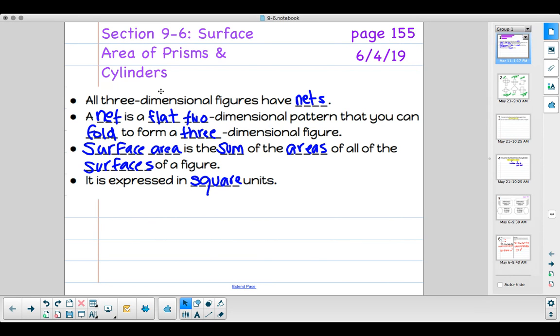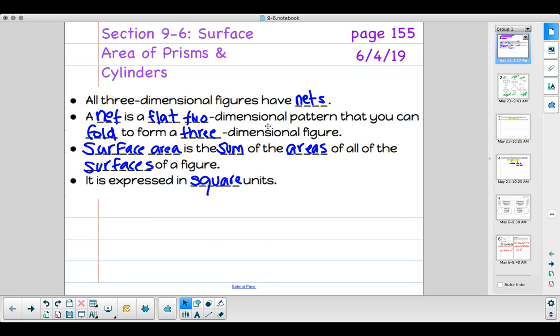So surface area is basically the area of all of the nets of a three-dimensional figure. A net is just a flat two-dimensional pattern that you fold up to form the three-dimensional figure. And then the surface area would be the sum of all the areas of the shapes of the nets. Because it's an area, it is expressed in square units, so miles squared or feet squared, inches squared, etc.